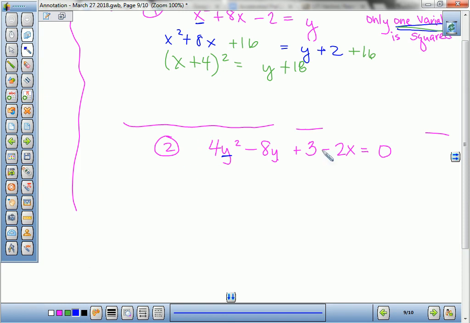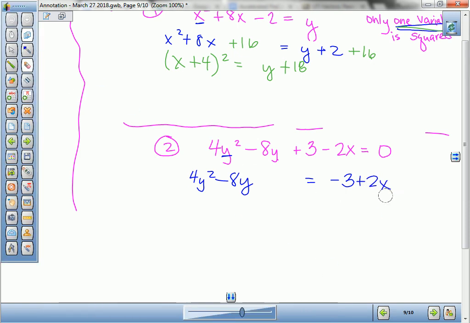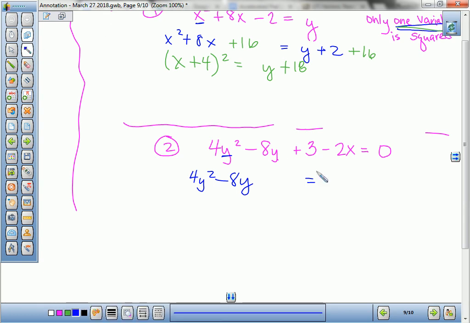Okay? Now, this is also a parabola because only the y is being squared. So the y gets to stay. The other stuff has to move. I don't like the negative coming first. I'm going to change the order. I'm going to put the 2x first, and I like that better. That looks more pleasing to the eye.